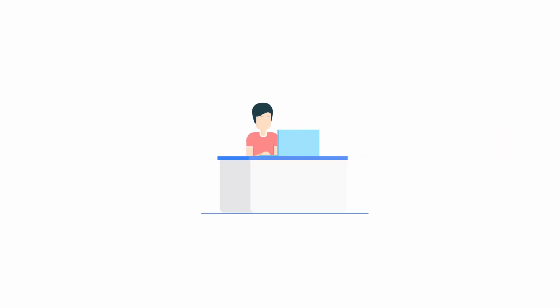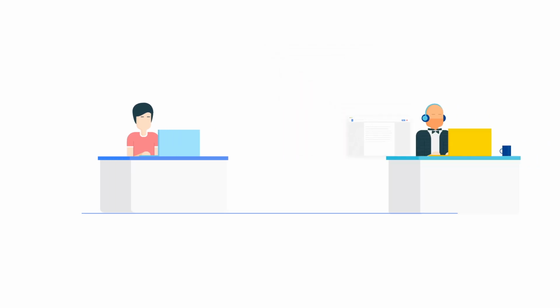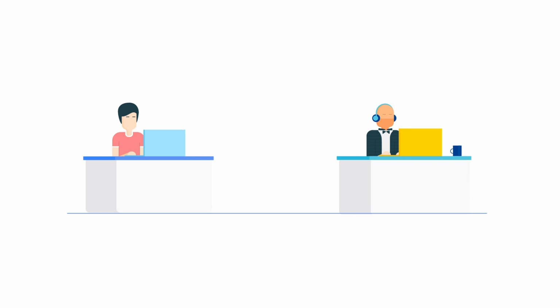Meet John, a content writer at Saul's. As usual, he uses a text editor to create help content. Once the first draft is ready, he shares it with his content reviewer, Chris, for approval.